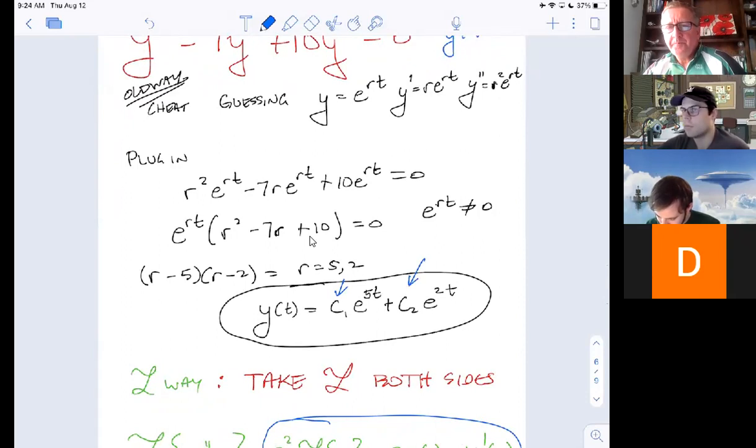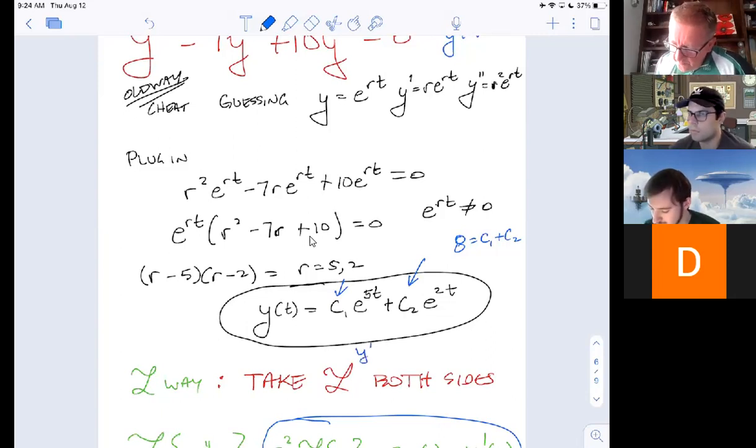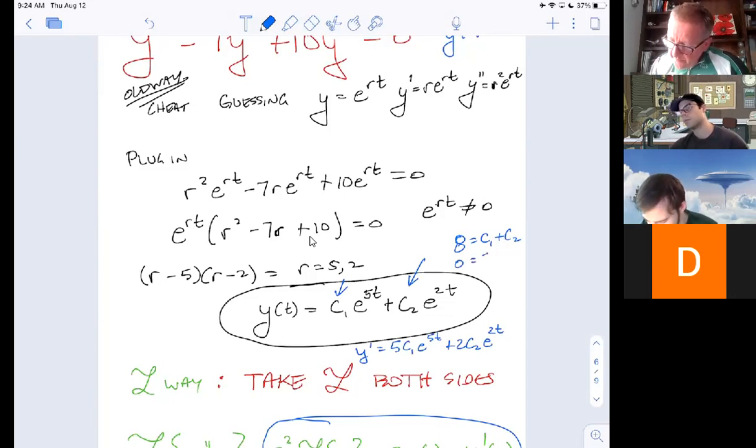C1 and C2? Let's see, should I do that really fast? If y of 0 was 8, then that'd be 8 equals C1 plus C2, wouldn't it? If t was 0. You agree with that? Yep. And y prime, of course, would be equal to 5c1 e to the 5t plus 2c2 e to the 2t. And so if y prime of 0 was 0, then we'd have to say 0 equals 5c1 plus 2c2.